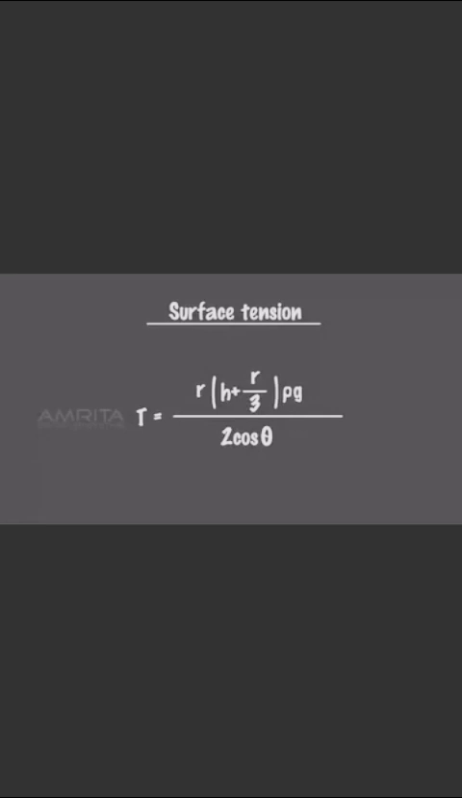We can calculate the surface tension of water using the formula. Surface tension T is equal to (R into (H plus R divided by 3) into rho into g) the whole divided by 2 cos theta.